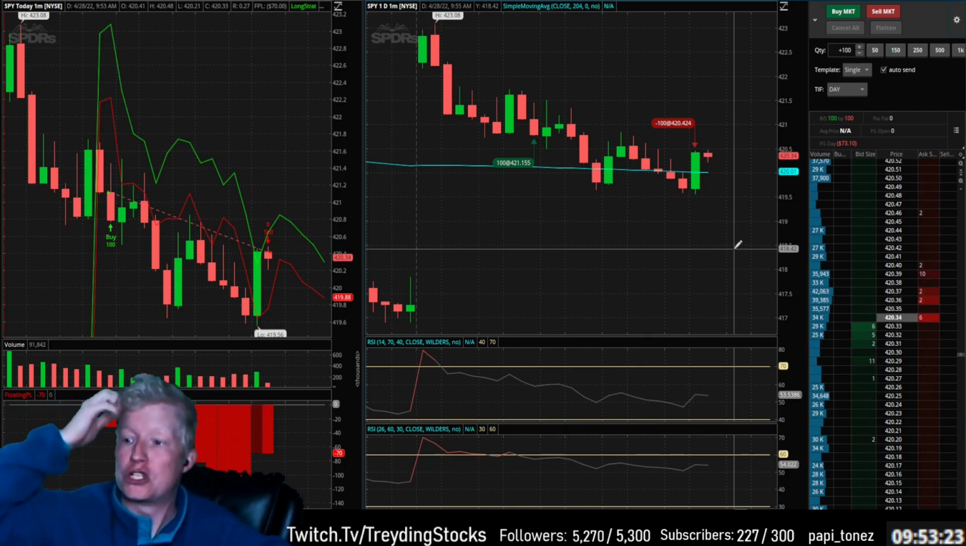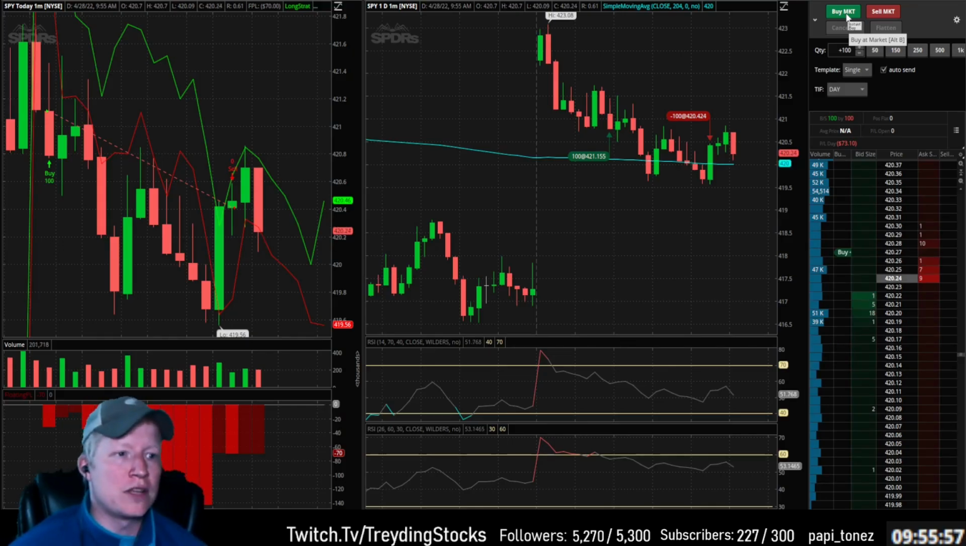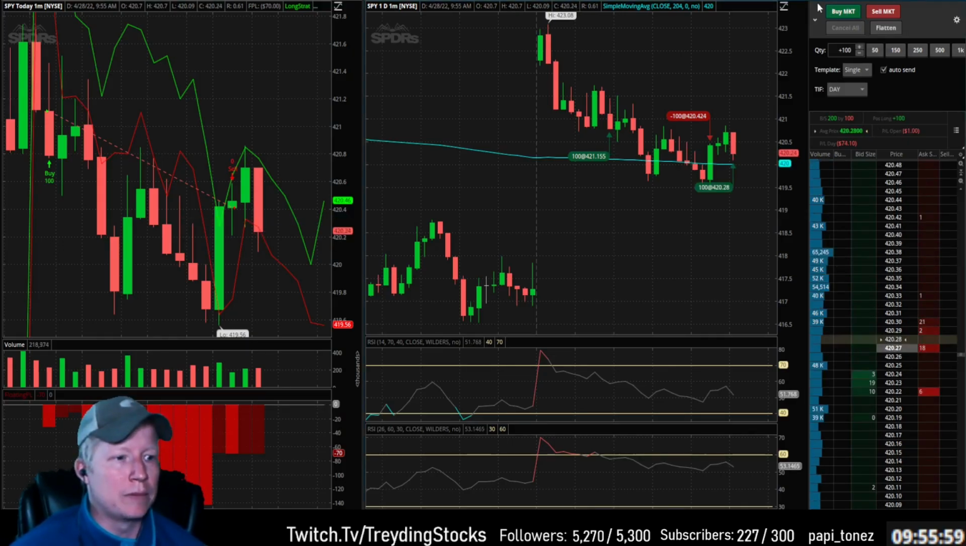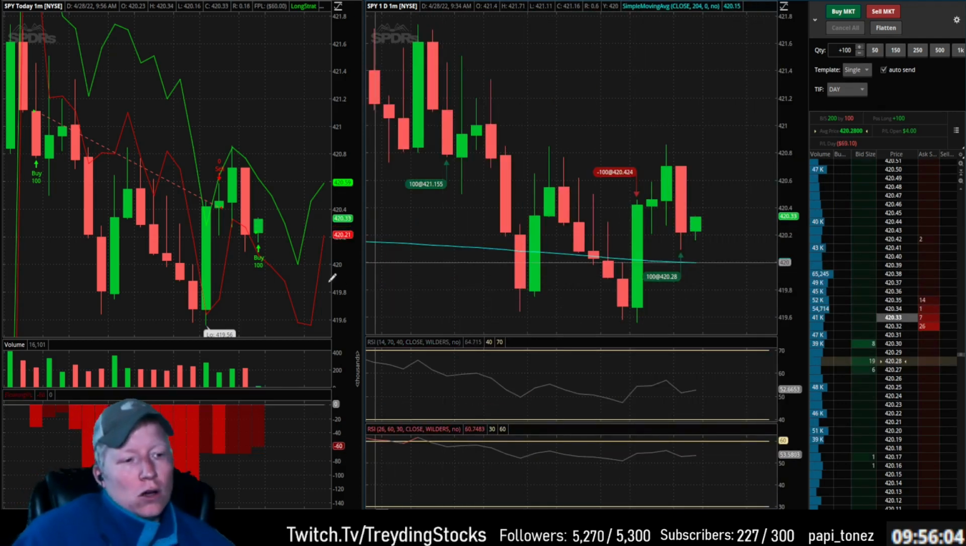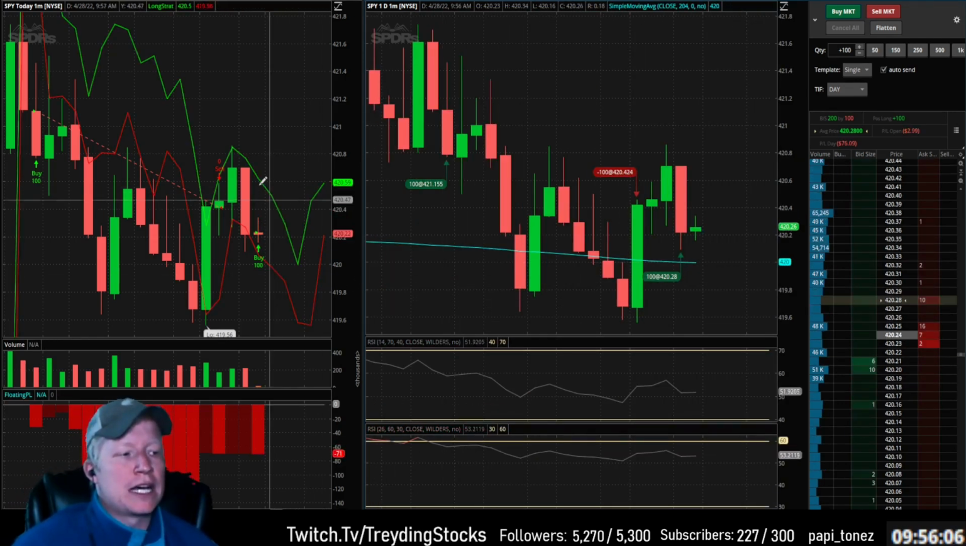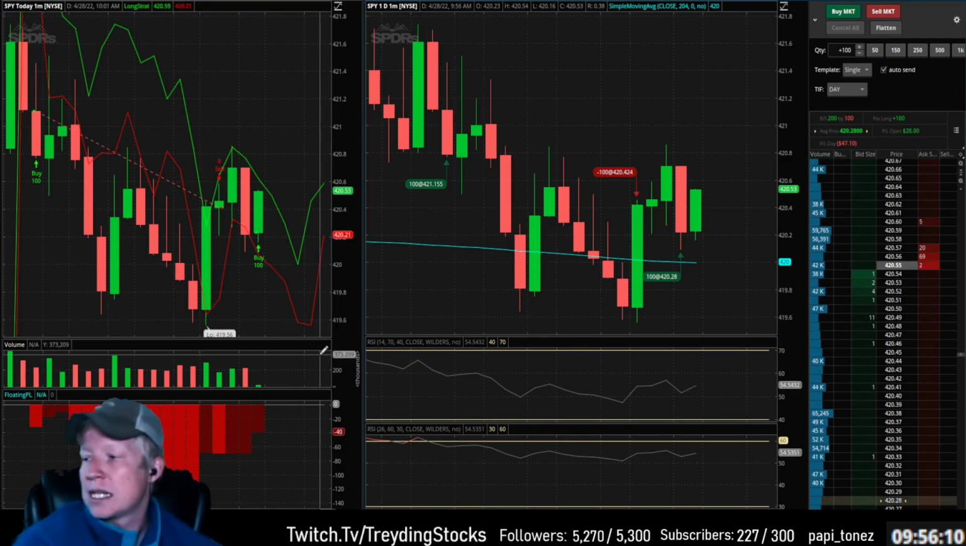Obviously, not a good start to the morning, but a nice recovery there in that last bar. Here we go. This is a long candle now. I am long at 420.28. Once again, you guys know the rules. Just explained it last trade, but a little spike up here over this green line, and we will be selling.